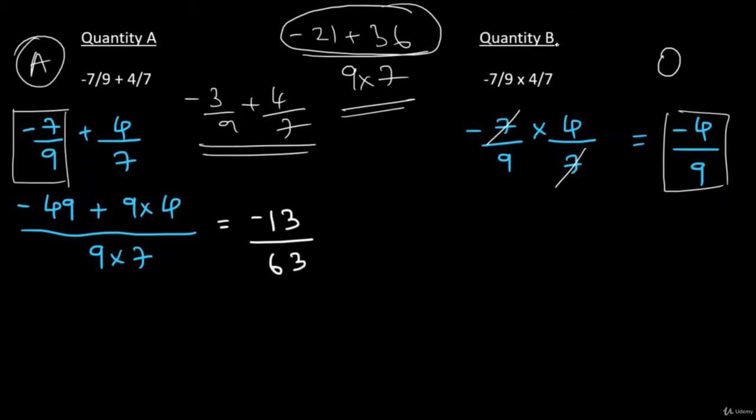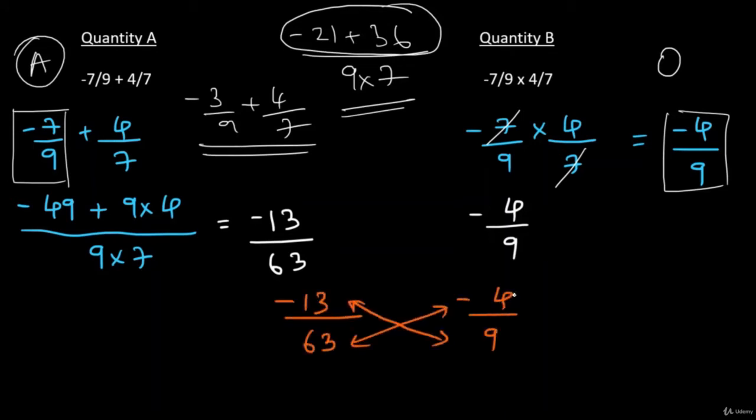Now what is the quantity B? That's minus 4 by 9. Now you just need to know which among these two is bigger. Now how do we do that? You just cross multiply. Let me show that over here. You have minus 13 by 63 and you have minus 4 by 9. Now you just multiply 9 and minus 13 and you multiply 63 and minus 4.